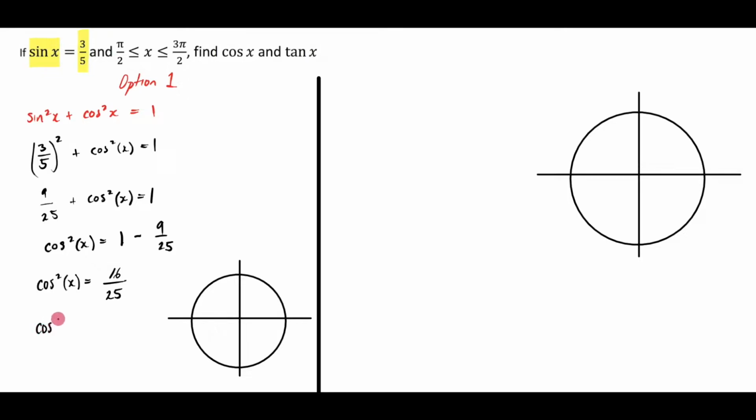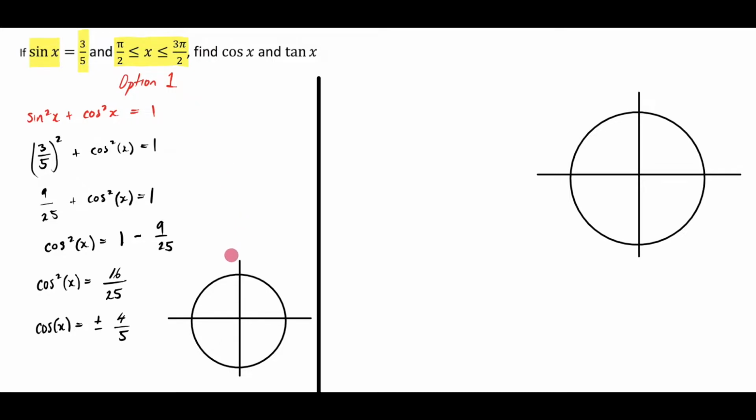So I'm going to get cos of x. Now, remember, when I square root a number, I'm going to get plus and minus as its outcomes. And the square root of 16 is 4. The square root of 25 is 5. But now I need to figure out whether or not it's going to be plus or minus. And to do that, I'm going to look at the domain that has been given to me. My domain is between pi on 2 and 3 pi on 2.